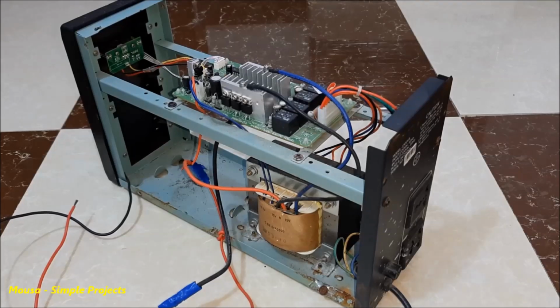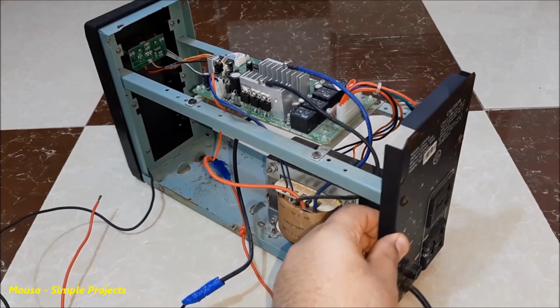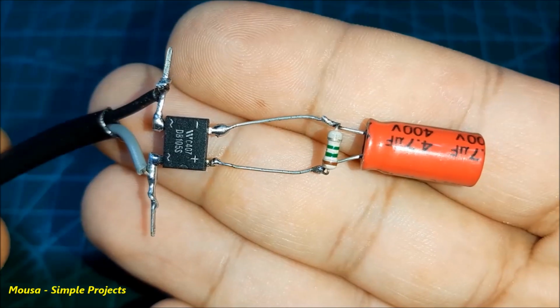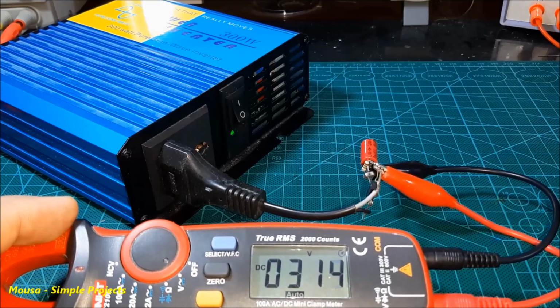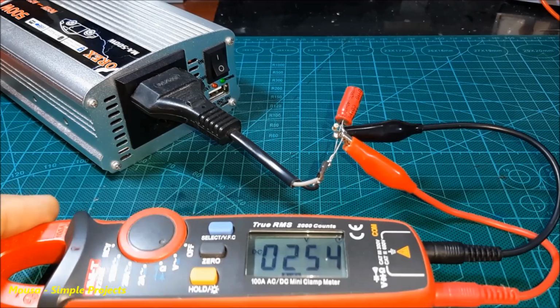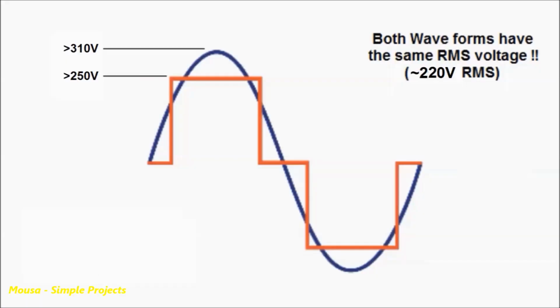The last thing that I want to say in this video: if you one day find an inverter in the trash and you wonder whether it is pure sine wave or not, you can connect a diode bridge and a high voltage capacitor to the output of the inverter. Then measure the voltage across the capacitor by using a DC voltmeter. If the voltage is more than 300 volts, the inverter is pure sine wave. But if the voltage is something around 250 or 260, your inverter is just a modified or square wave. Because as I said before, in pure sine, the peak voltage is very high.